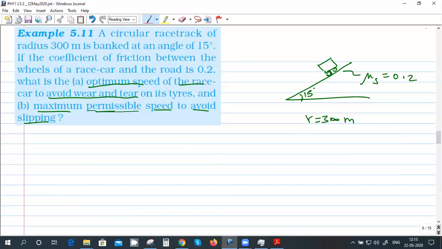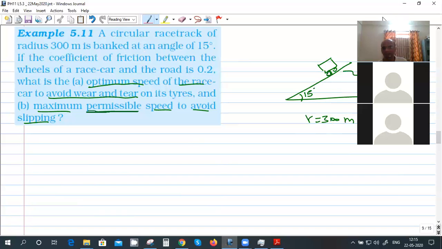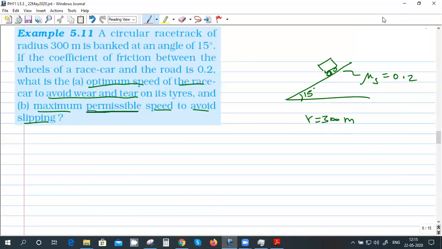Okay, so suppose the car is not moving. Suppose the car is at rest. What is the direction of friction force when the car is not moving? Down the plane or up the plane? Up the plane, because when it's not moving, the car will try to move down like a block sliding down an inclined plane. The friction force will be up when the car is not moving.